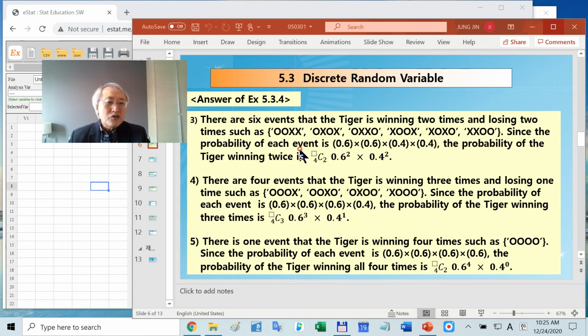Similarly, winning 2 games represents this kind of event, and winning 2 times is 0.6 squared, and then losing is 0.4 squared. It's because they are independent, and there are this many cases. That is 4 combination 2. You can go on. It's 4 combination 3 for winning 3 times, losing 1 time. Here, winning all times, therefore, it is 4 combination 4, which is 0.6 to the fourth.